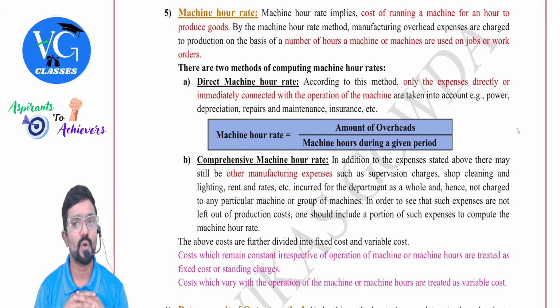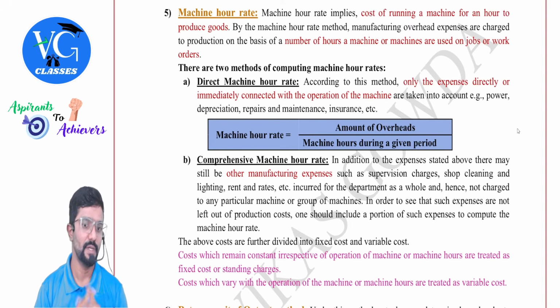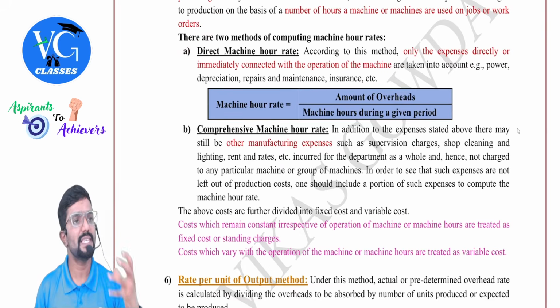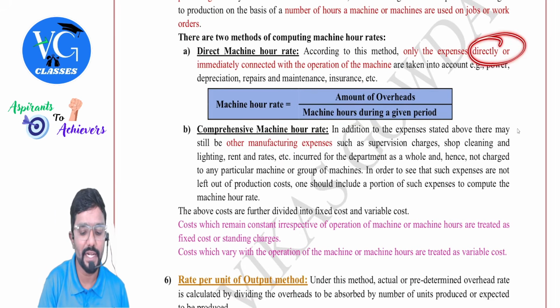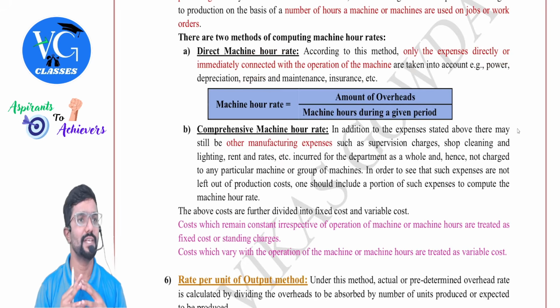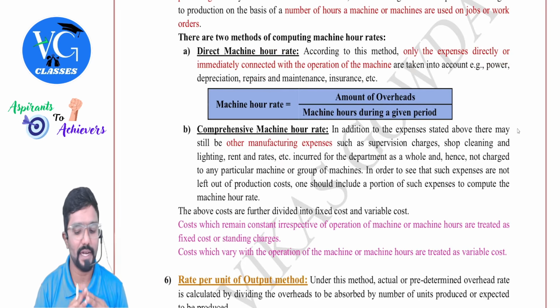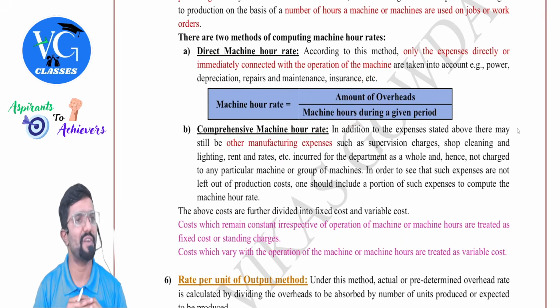Machine hour rate implies the cost of running a machine for an hour to produce the goods. By the machine hour rate method, manufacturing overhead expenses are charged to production on the basis of the number of hours a machine or machines are used on the jobs or work orders. So we have two ways of calculating it. Direct machine hour rate: guys, here we will take only the expenses which are directly or immediately connected to the machine. If there are any expenses not directly connected to the machine, we will not take them. So the amount of overheads directly connected to the machine divided by machine hours gives us the machine hour rate.